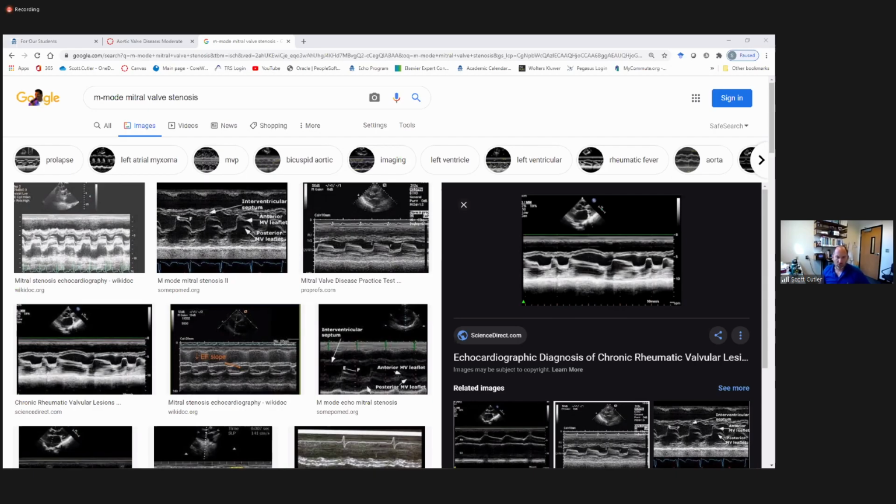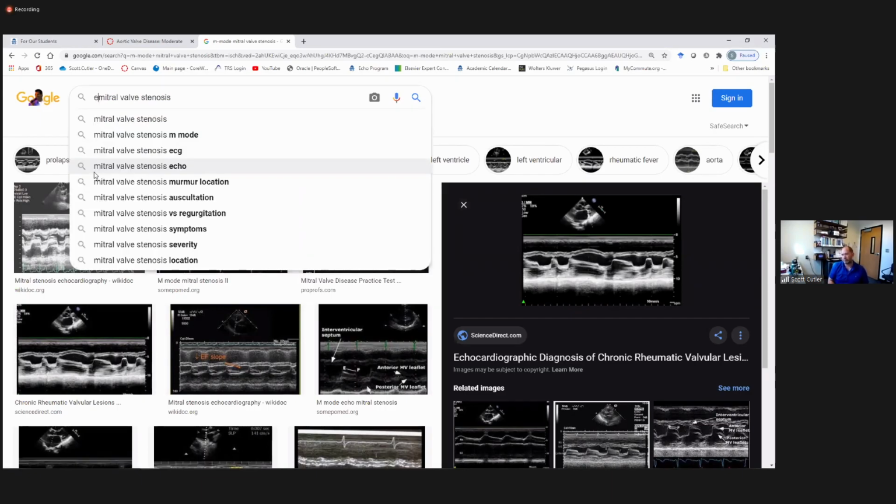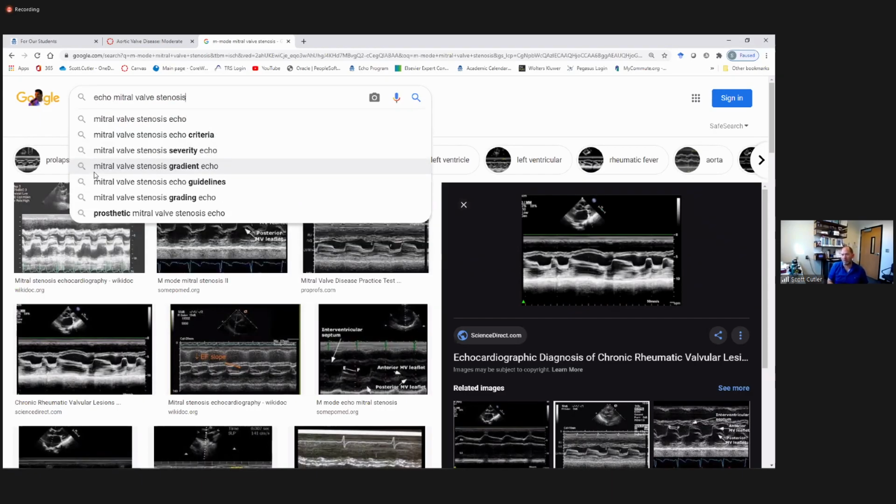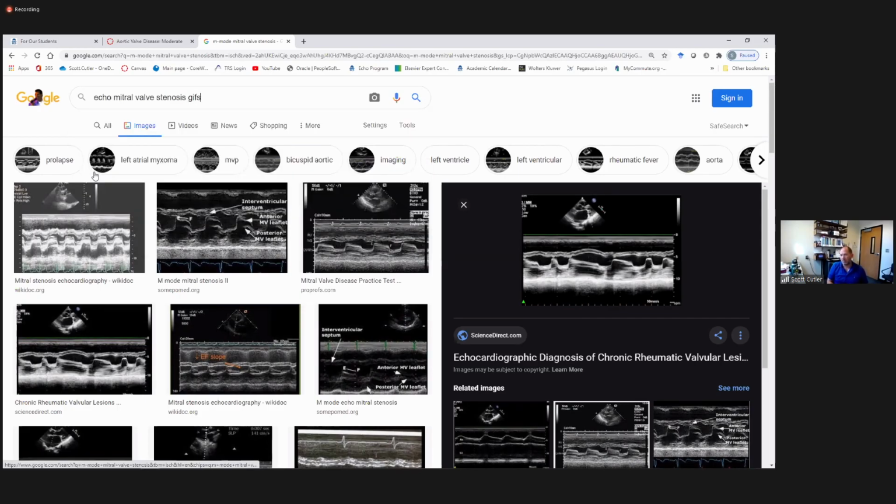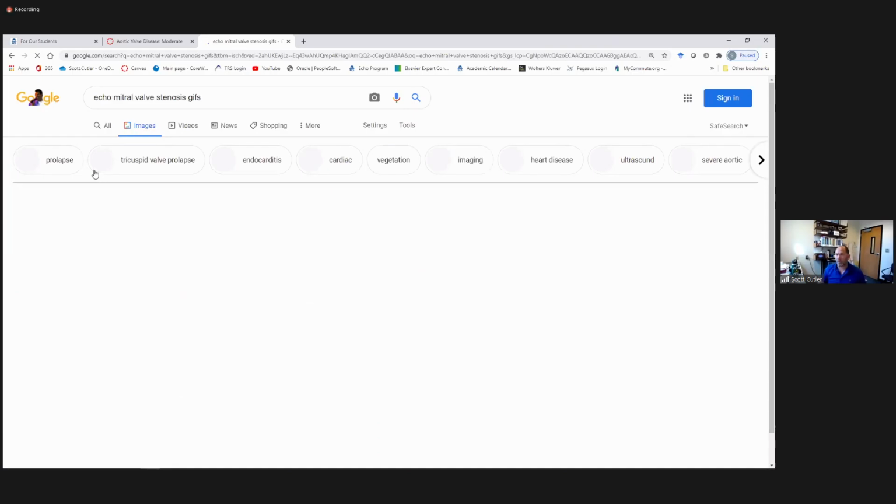So I think the more pictures you see of it or more video clips, the better. You know, again, you can just Google stuff. So let me just do, just to see what we come up with, I'll do echo mitral valve stenosis. And I'll try to get it in GIF format so you can see the clips.